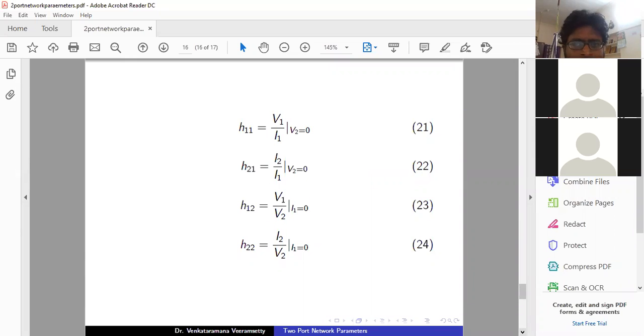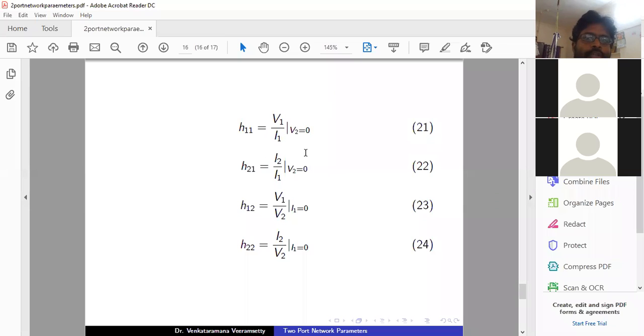Now, what we discussed till now, all the values are summarized here in equations 21 to 24. We are able to calculate H11 and H21 by making V2 equal to 0 and taking the ratio between V1 and I1, and I2 and I1 respectively.